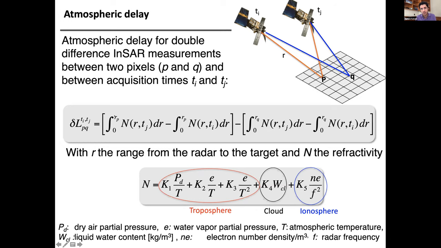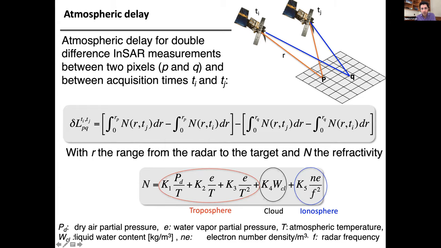Note that in this integral of the refractivity, we have it for pixel P and also for pixel Q, and we also have two times, Ti and Tj. So in theory, if we knew the refractivity at different layers of atmosphere from the ground surface all the way to the radar, we could just integrate it, get the delay, and remove it from our observations, which is the interferometric phase.